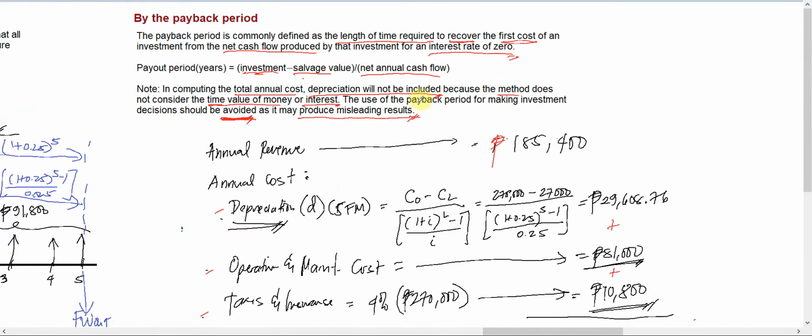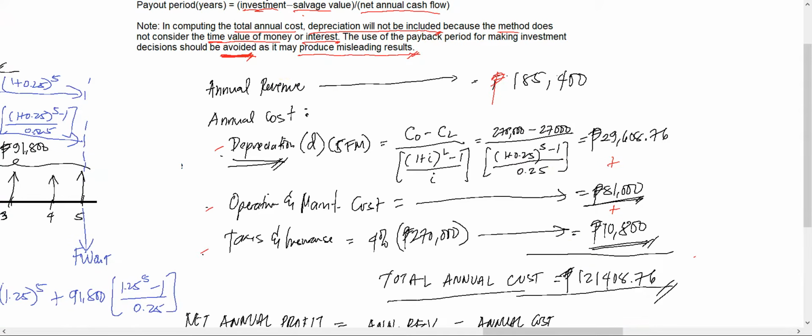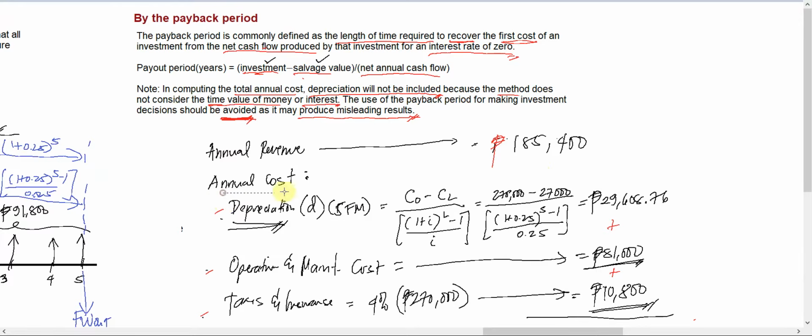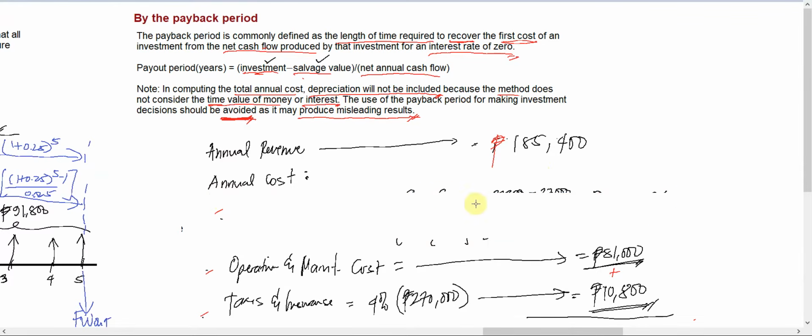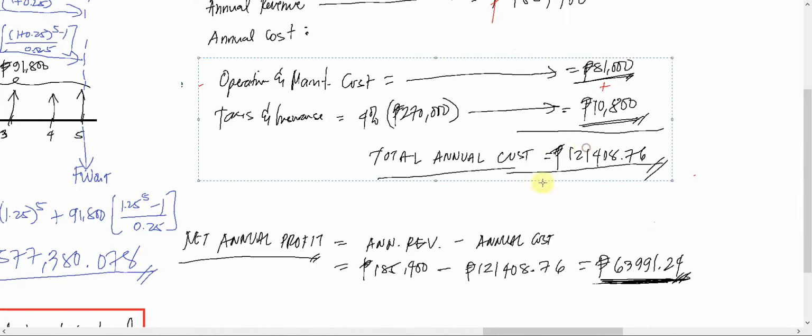Ayan. So, again, may investment na tayo, salvage value. Net annual cash flow is actually the net annual profit na rin. Annual revenue minus annual cost. Pero, this time, wala si depreciation, kasi nasa meaning niya yan. So, hindi natin dapat sinasama si depreciation, kasi nga, wala siyang time value of money and wala ding concern na interest. So, mali pa to. Kinopya ko lang para mas mapabilis tayo. So, mali ito. So, 81,000 plus 10,800, that is 91,800.